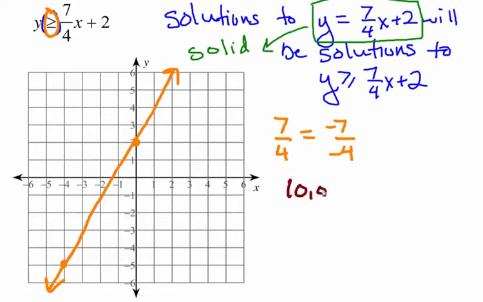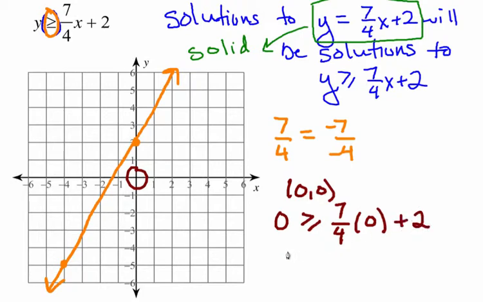We'll test our point 0, 0 because the boundary line is not on 0, 0. So 0 is greater than or equal to 7/4 times 0 plus 2. This comes to 0. So is 0 greater than or equal to 2? No, of course not. 0 is less than 2. So this isn't true. So 0, 0 is not a solution.